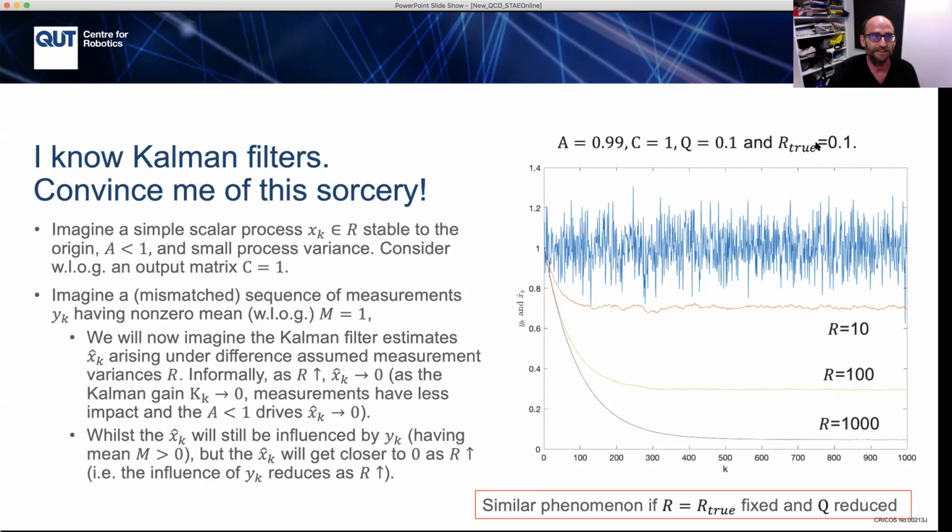We set these values, and we imagine a sequence. It's a mismatched sequence, but it's got mean 1 and some variance. And then imagine what happens as I play around with R. So as I increase R, the state estimate is going to converge towards 1, and the influence of the measurements is going to decrease and decrease and decrease. The Kalman gain is going to go towards 0. And so you can imagine this is what happens for different values of R.